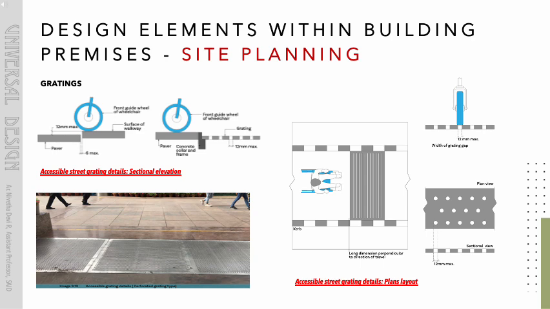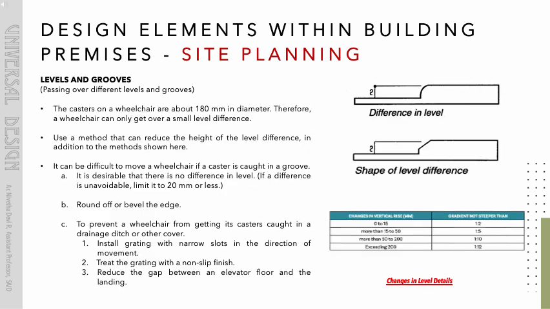Plan and sectional elevation detail for gratings, levels and grooves passing over different levels and grooves. The casters on a wheelchair are about 180 mm in diameter. Therefore, a wheelchair can only get over a small level difference. Use a method that can reduce the height of the level difference, in addition to the methods shown here. It can be difficult to move a wheelchair if a caster is caught in a groove. It is desirable that there is no difference in level. If a difference is unavoidable, limit it to 20 mm or less. Round off or bevel the edge.